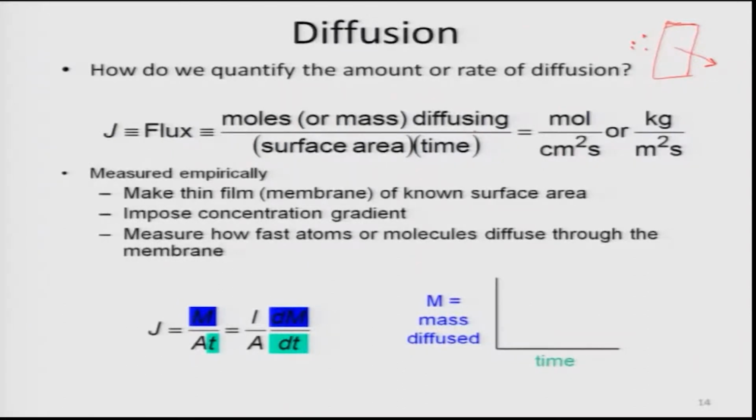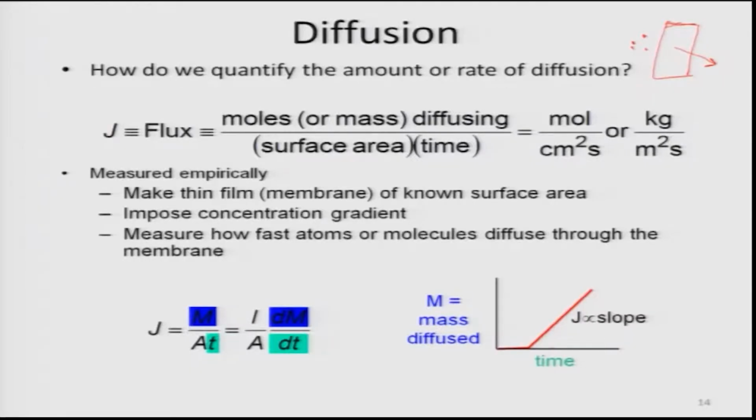You can make a thin film of known surface area, impose a concentration gradient, and measure the number of atoms passing through that thin film. So it is very clear that J, which is the flux, is nothing but m by A t. We can write J as 1 by A dm by dt. Here A is a constant, so we can write dm by dt.